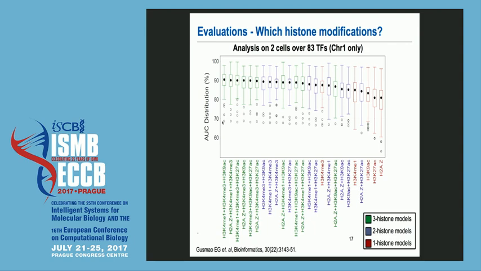But the top scoring are actually the typical histones that I have shown you in the first slide. So H3K4 monomethylation, H3K4 trimethylation, and H3K9 acetylation. So using the ones that people have been showing in the literature are the ones that actually can help you, but many combinations do equally well.